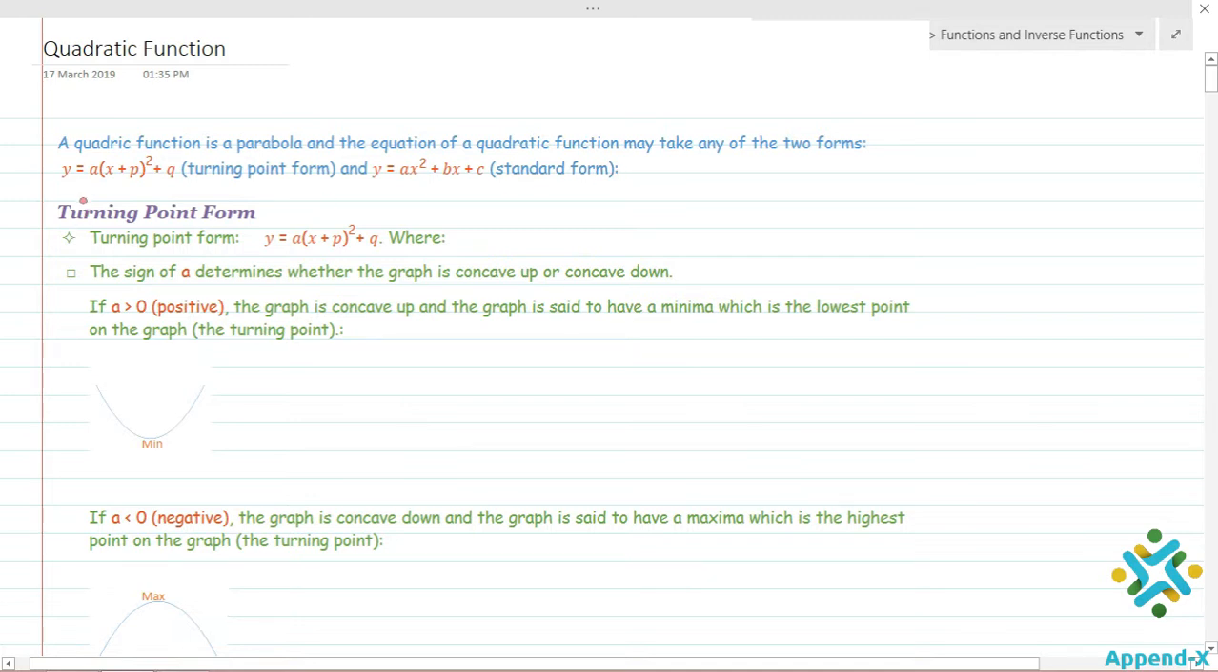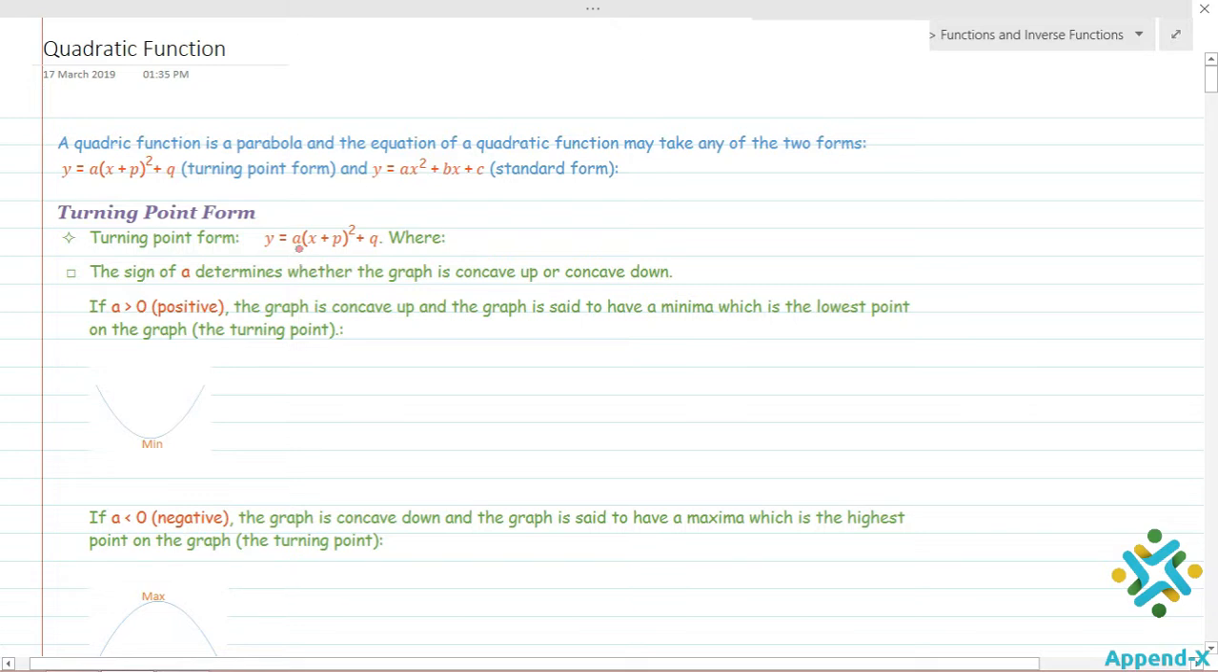y is equal to a open bracket x plus p close bracket squared plus q, and we call this the turning point form of the equation of a quadratic function. And it may take the form y is equal to ax squared plus bx plus c, and we call this the standard form of the equation of a quadratic function. In this lesson, we will focus on the turning point form, and in the lesson that comes after this, we will deal with the standard form, okay?